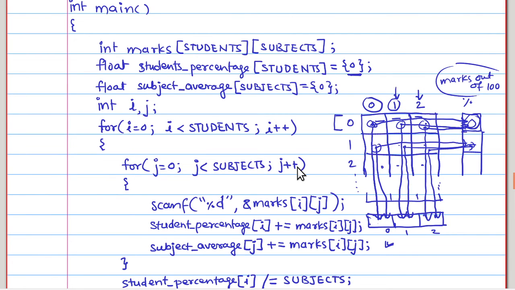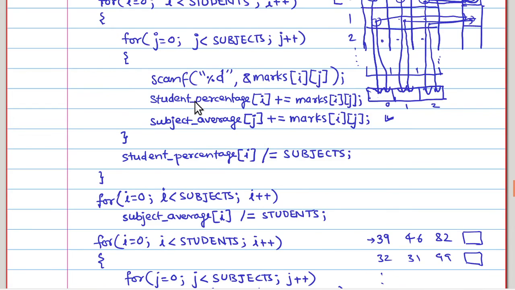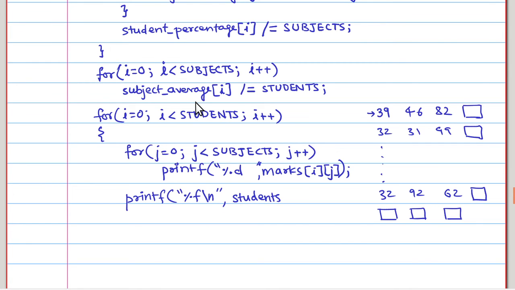Okay, seems like I have used student percentage everywhere and not students percentage. So let me change this as well to student underscore percentage, so that I don't need to change it everywhere. And if it is left as students somewhere, then it's by mistake, you can correct it. Student underscore percentage of i, right? Because this outer loop is iterating for each student and we want to print the percentage of each student.